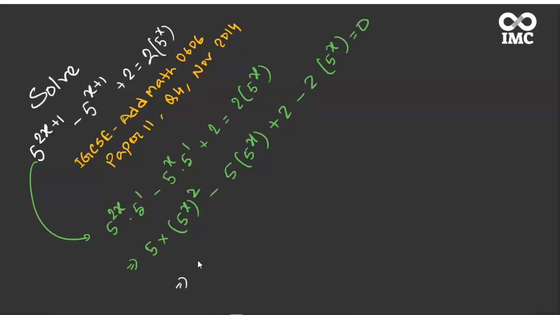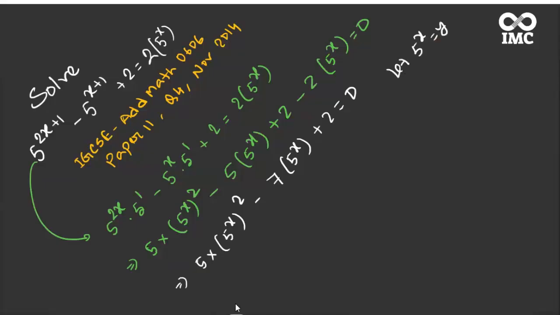So here we can write 5 multiplied by 5 to the power x whole square, minus 5 minus 2, minus 7 into 5 to the power x plus 2 equal to 0. So let 5 to the power x equal to y. Then we can write 5y squared minus 7y plus 2 equal to 0. Now, using the middle term method, we can easily find the factorization of this one.